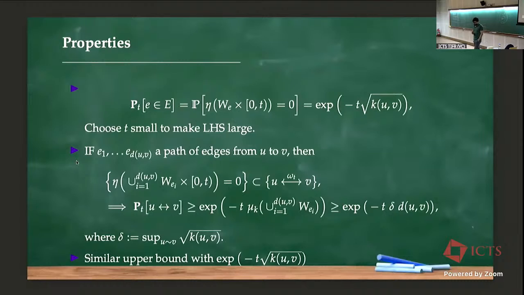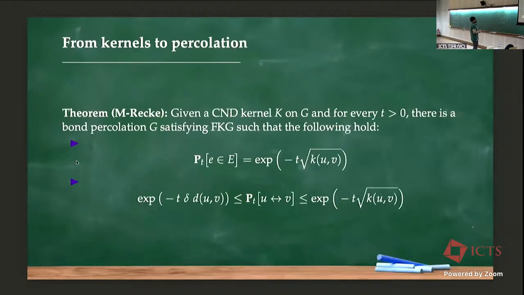A similar argument tells me that I can get a similar upper bound with e to the power minus t times square. So the theorem is telling us that if you give me any CND kernel, then I can build a general percolation satisfying the properties that you want, such that two important properties hold. It has very high marginals, but it has a stretched exponential decay of the 2-point function. Does the construction make sense?